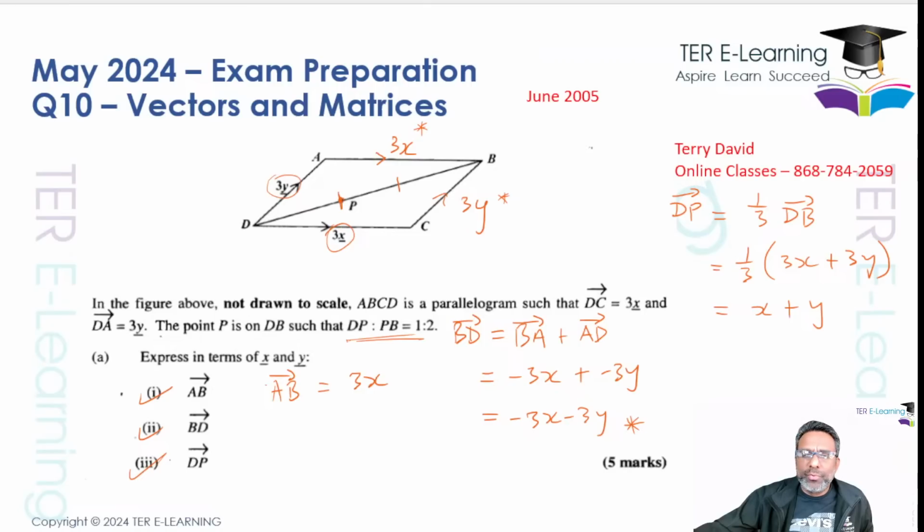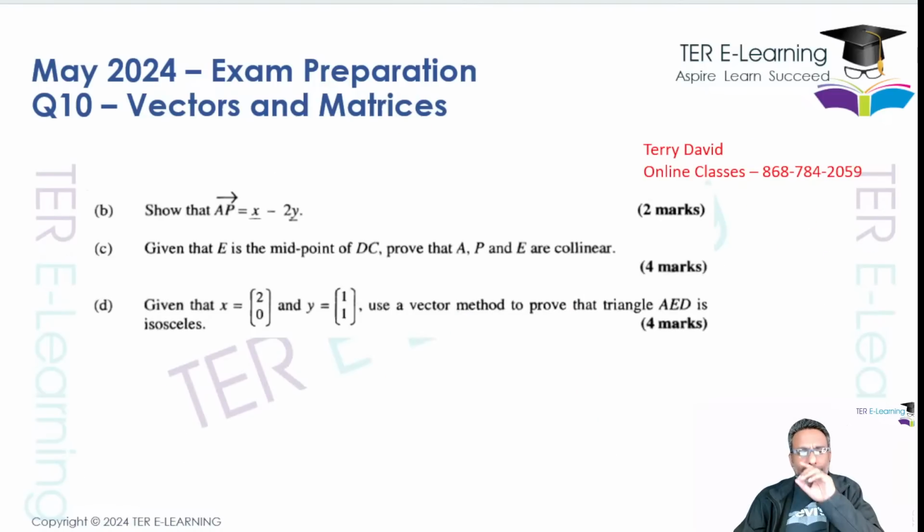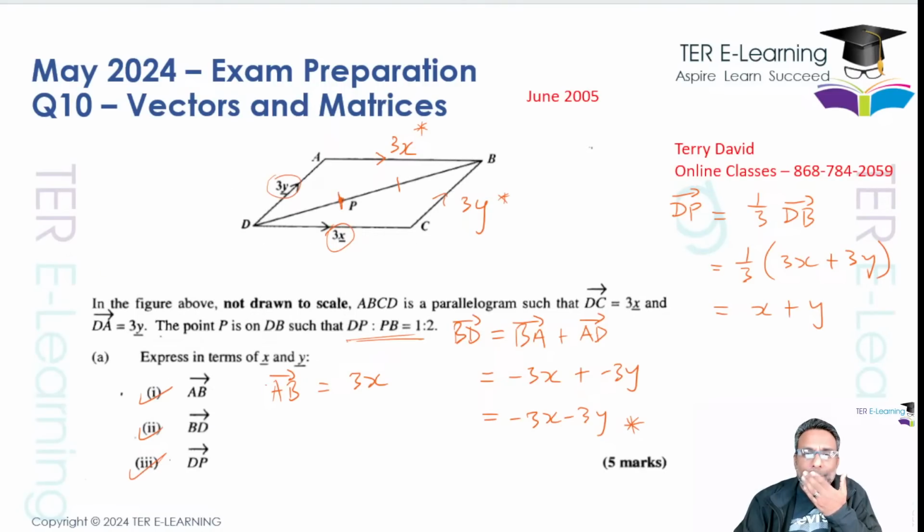All right, let's do our next piece here. So that was DP. Now we want to show that AP is x minus 2y. Let me see something here. So this is AP here. Go to the diagram, and this is AP here.